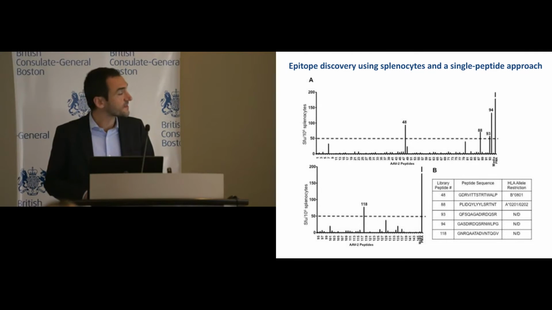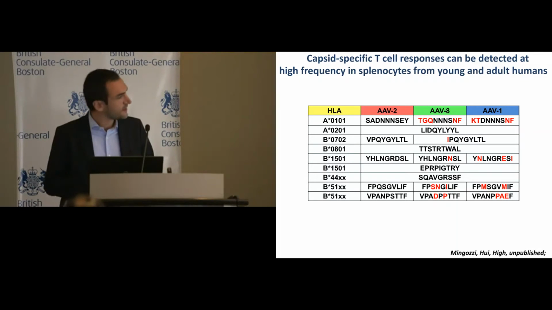We also developed tools using the splenocytes to map epitopes triggering MHC class I responses. In this case, we perform a single peptide screening using an interferon gamma ELISpot assay of splenocytes from healthy individuals. And with this approach we were able to map a series of peptides binding to different HLA types. So we were able to determine a collection of epitopes that we could use for immunomonitoring.